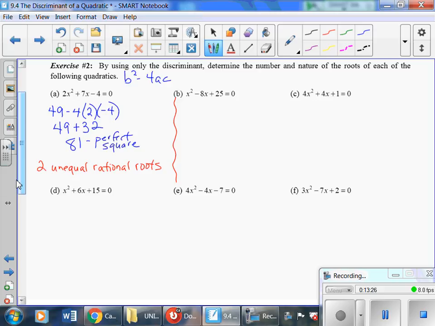So here we go. B is b squared, which is 64, minus 4 times a, which is 1, times c, which is 25. So this becomes 64 minus 100. And without even figuring out that it's negative 36, I know I'm going to have imaginary roots. So 2 unequal imaginary roots.